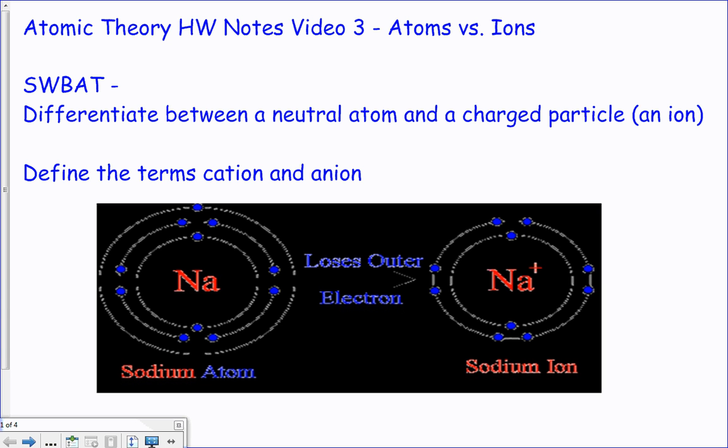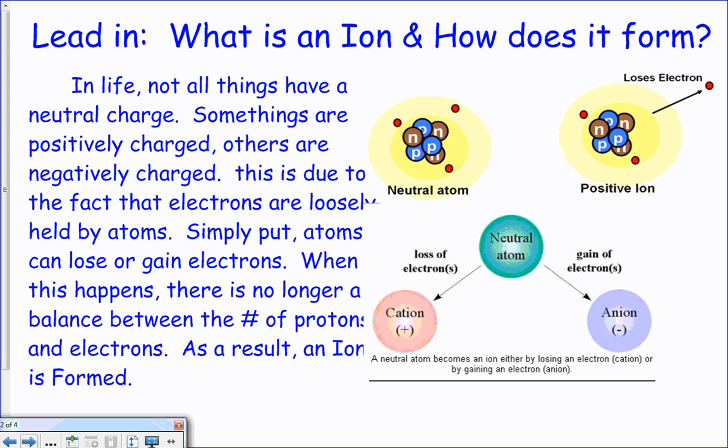We are focusing on atoms versus ions today. In our previous video, we went over the subatomic particles, their charges, their masses, their locations. Today we're going to take that knowledge, knowing that an atom is a neutral particle. It has the same number of protons and electrons, and we're going to compare it to an ion, which is not a neutral particle. It's a particle that has a positive or a negative charge, and therefore it comes with some new vocabulary, cation and anion. So let's look at what an ion is and how it forms.